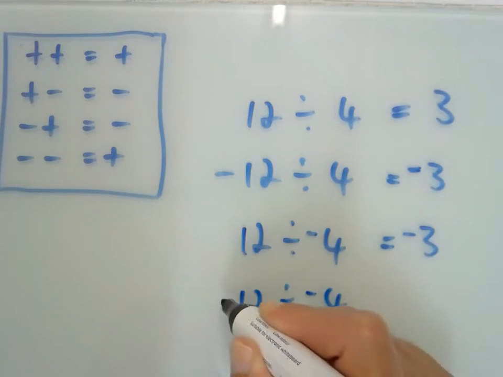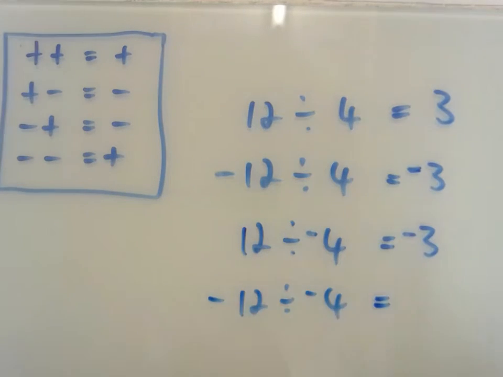Last one, you guessed it. 12 and 4, but let's make both of them negative. What is 12 divided by 4? Then we go back and we go, okay, we've got 2 negatives. 2 negatives make a positive, so our answer is positive 3.